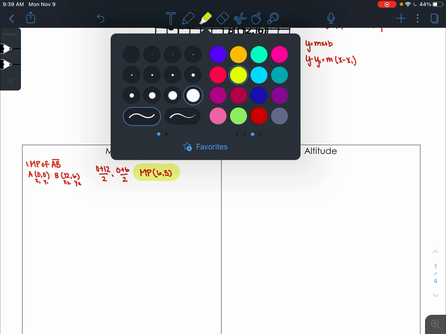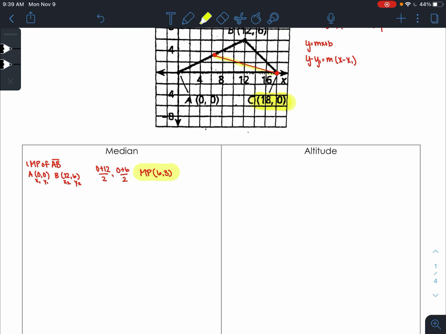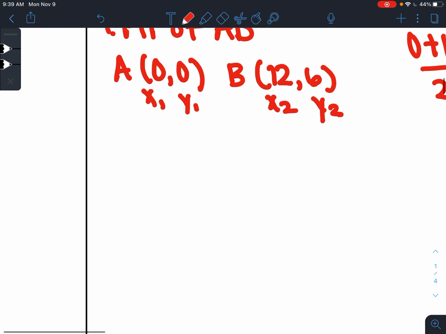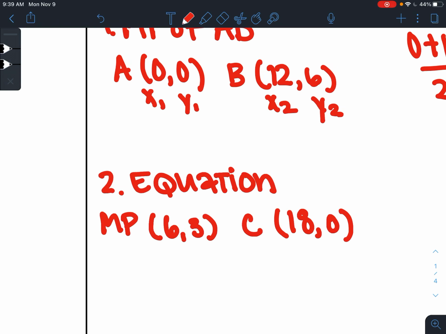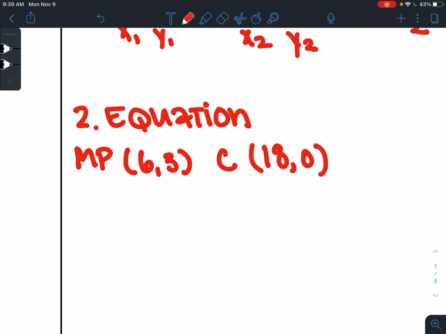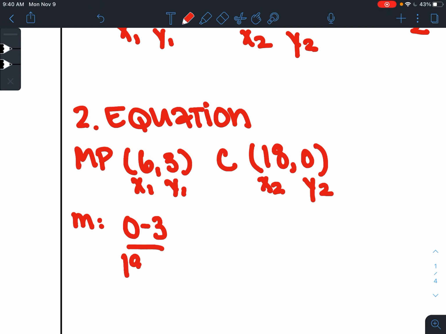Now we're going to find the equation of the segment connecting those two points. My second step is to find the equation using that midpoint, (6, 3), and vertex C, (18, 0), because that's what it has to pass through. How do I find the equation? First, I need to find my slope. I'm going to go straight across, label these x1, y1, x2, y2, and plug into my slope formula: 0 minus 3 all over 18 minus 6, which gives me negative 3 over 12, which is a slope of negative 1/4.